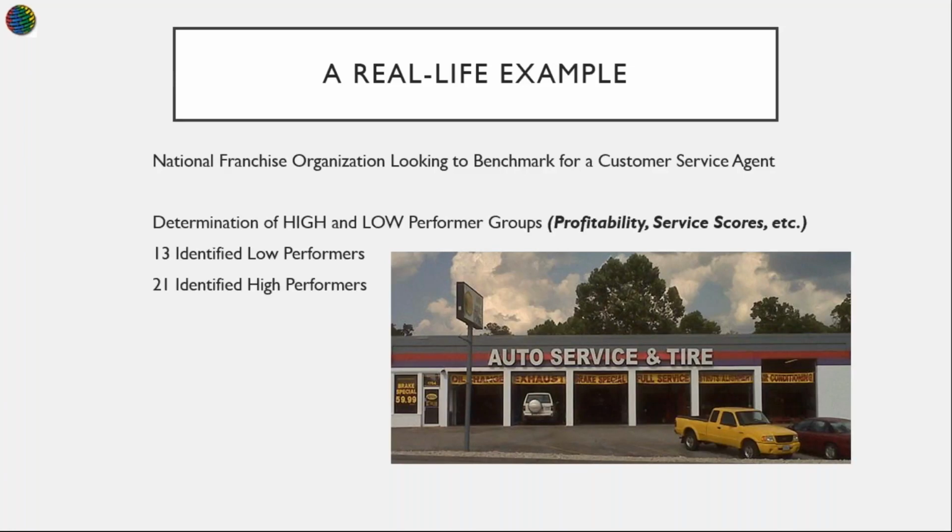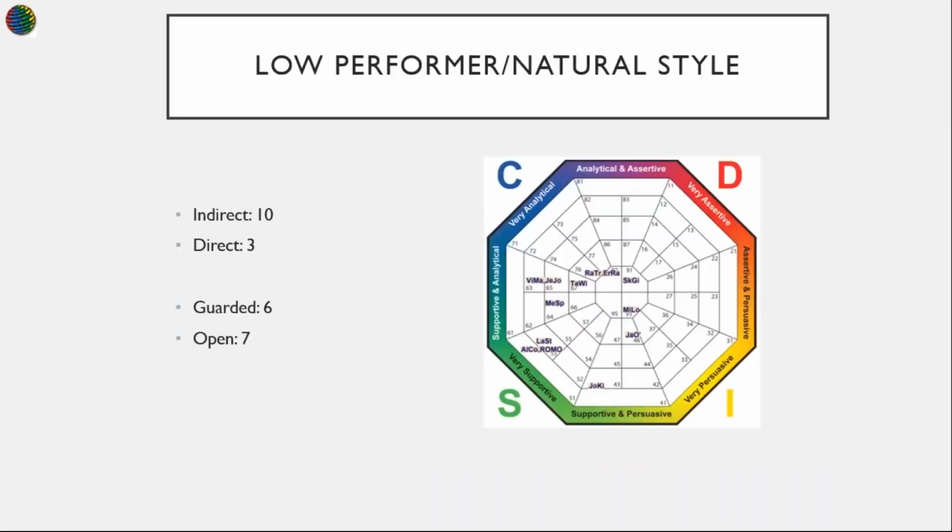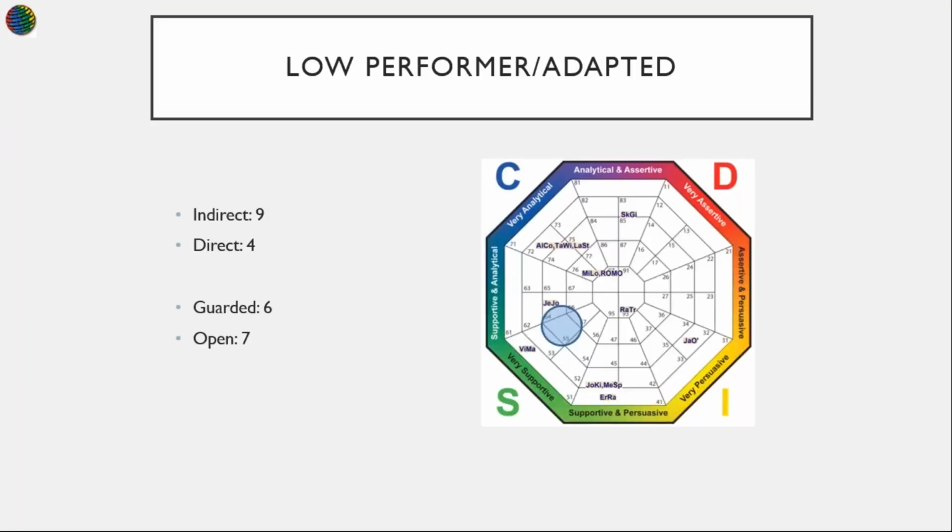They came up with, let's say, 13 low and 21 high performers. And here's what they found: when they looked at the low performer natural style, they saw a cluster in one area. As they transformed between the natural style and the adapted style, they could literally see the trajectory, or what the change was between someone's natural style and what their adapted style was. So they had an idea of what they were potentially looking to avoid in some measure of characteristics around the job.